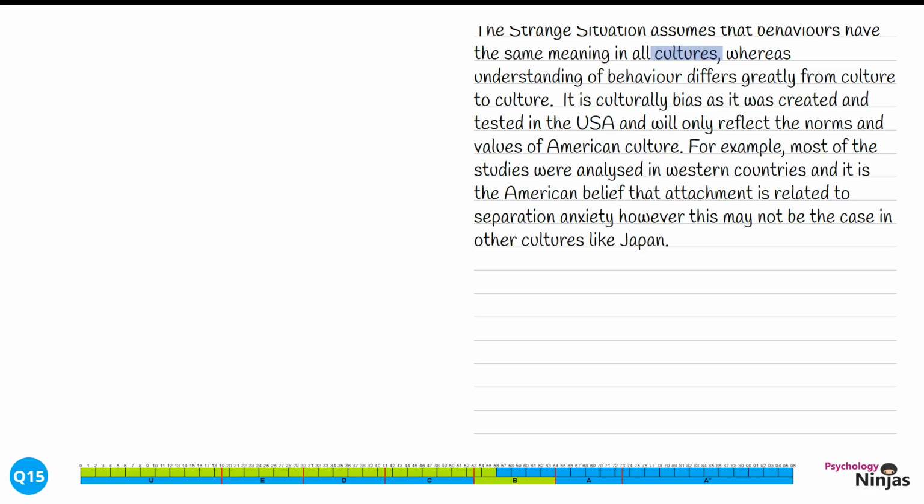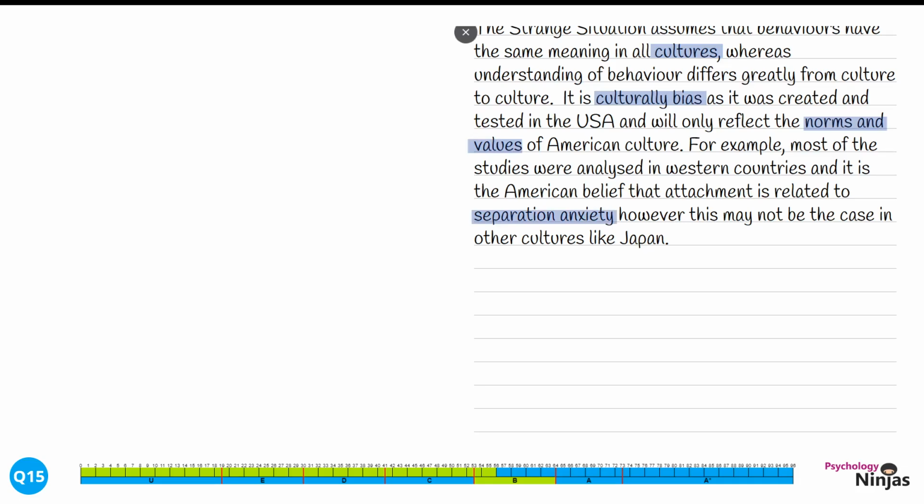We've discussed a range of psychological terminology here, talking about the ways in which it's culturally biased. That the design of the study reflects the norms and values of American culture, specifically in terms of separation anxiety, which is important when it comes to attachment. We're going to elaborate this further by talking about research that supports the argument that the strange situation was culturally biased.